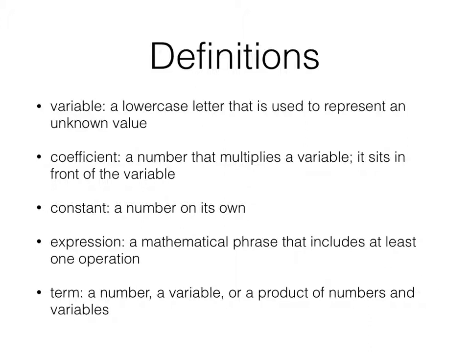Expression. It's a mathematical phrase that includes at least one operation. So 8 plus 9 would be an expression. But 3x plus 7 is a particular type of expression, and we'll talk about that in a minute. And then finally, term. It's a number, a variable, or a product of numbers and variables.